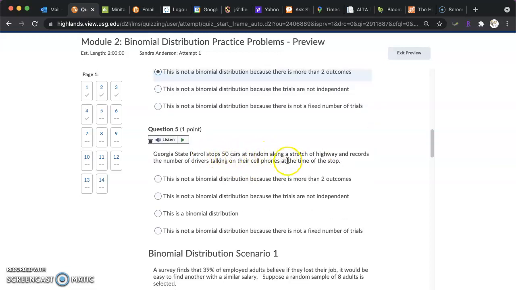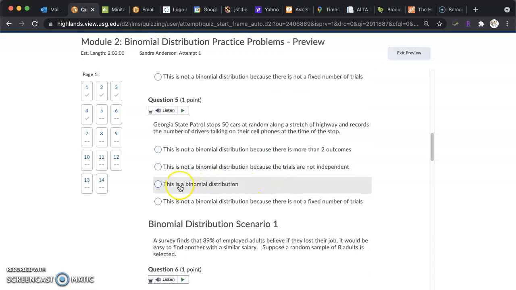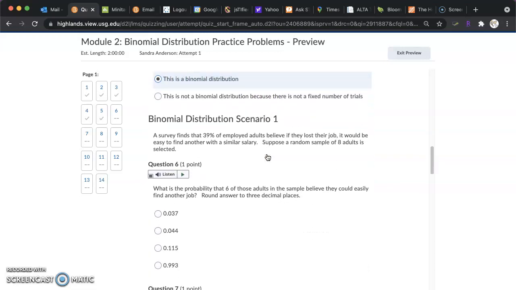They stop 50 cars at random and record the number of drivers talking on their cell phones at the time they stop them. They're either talking on their cell phone or they're not. So there are only two responses to that, so that, again, is a binomial distribution. I hope that helps.